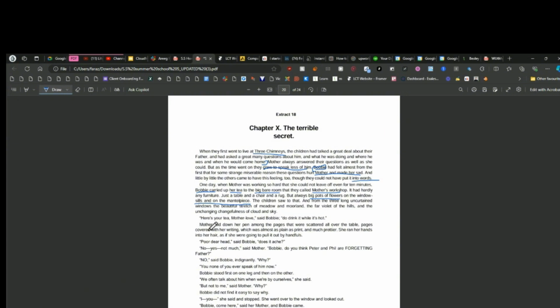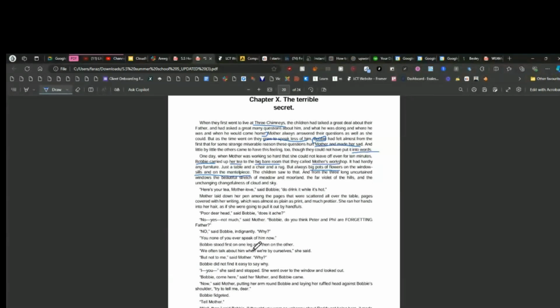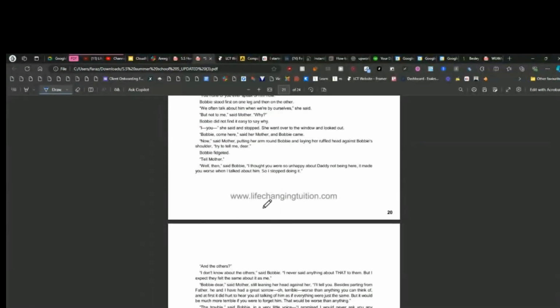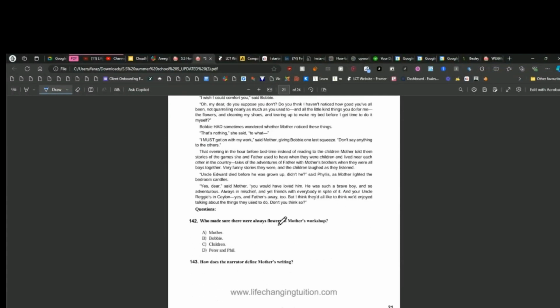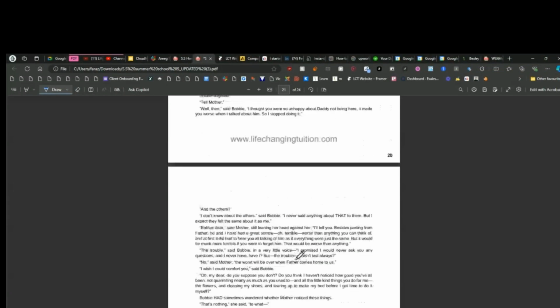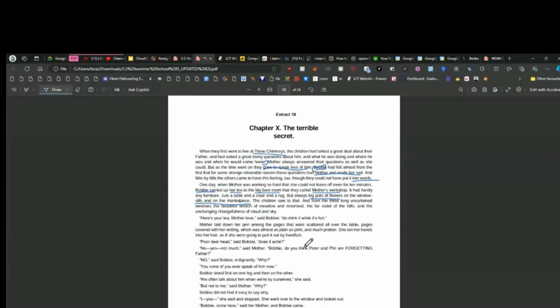Here's your tea. Mother laid down. So this is an interesting one. It looks like Bobby is the one that is definitely bringing the tea up all the time, but I'm not seeing anyone who's making sure that there's flowers in her workshop.